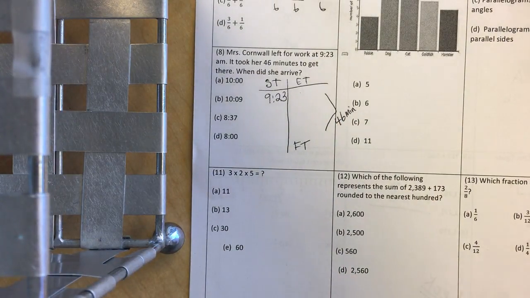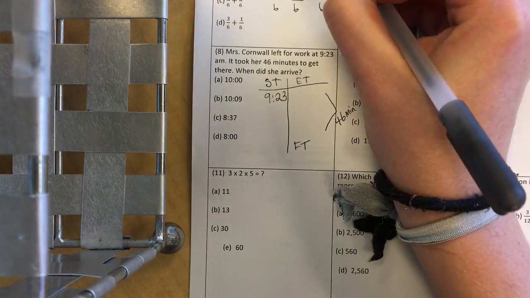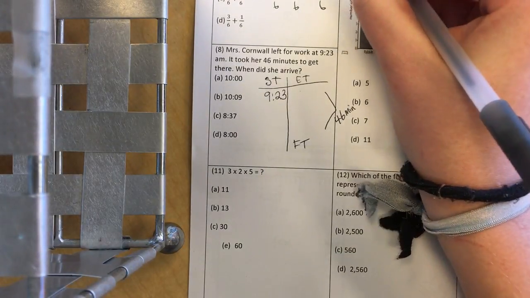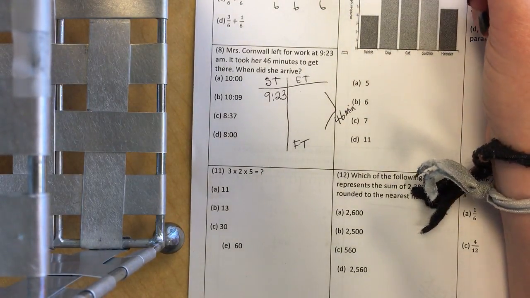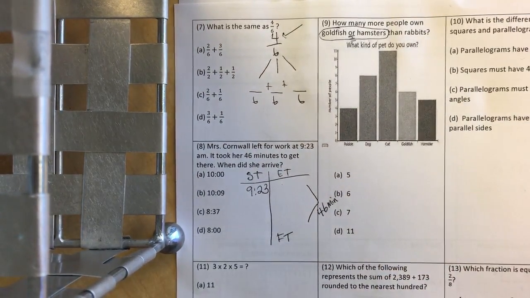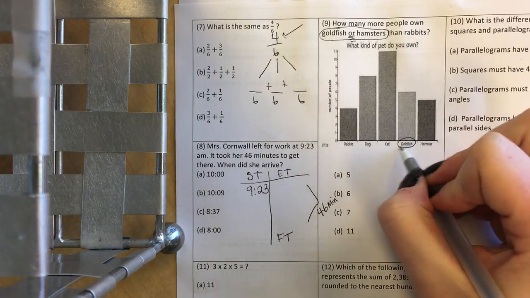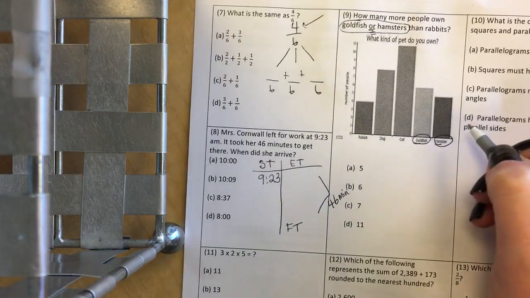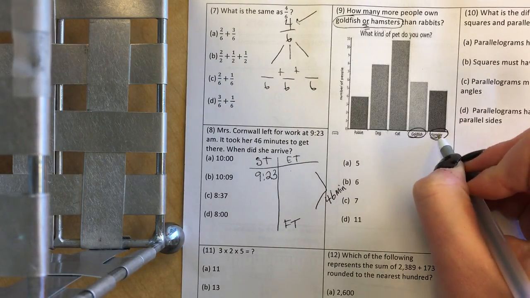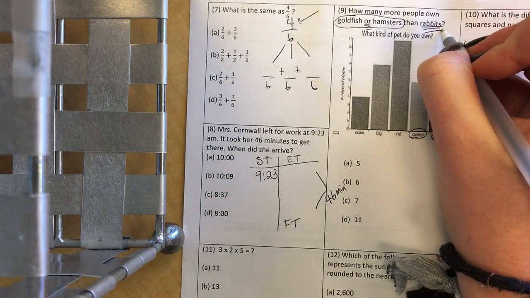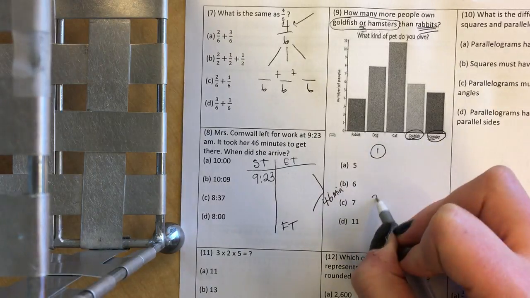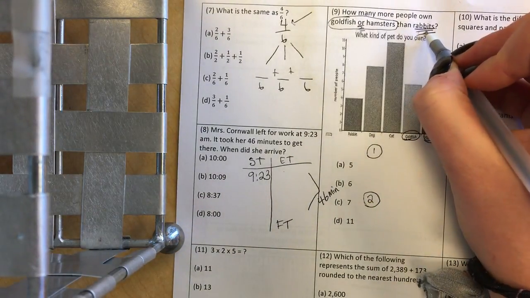Number 9, how many more people own goldfish or hamsters than rabbits? So I know this word "or" kind of throws us off, but we want to be looking at how many more people own goldfish or hamsters. That means we're going to be combining these numbers. So we want to look at goldfish and hamster, and this is a very similar question to what we had yesterday, and we want to see how many more students voted or own these animals than rabbits. So this is a 2-step problem we need to do. We need to do something with goldfish and hamster first, and then we can figure out their relation to the rabbits.